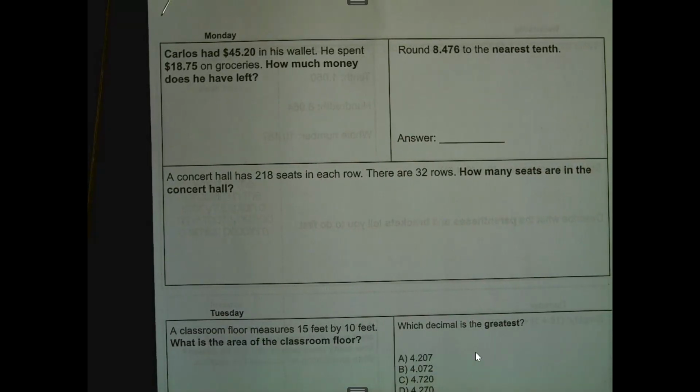So the first question says Carlos had $45.20 in his wallet. He spent $18.75 on groceries. How much money does he have left? So this would be the amount that he has, and then if he's spending money, then I know that that's going to take away from his starting value.